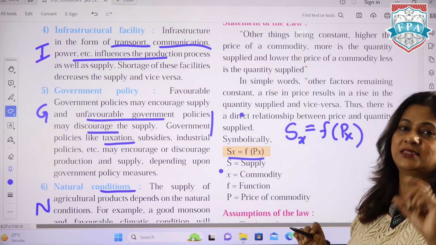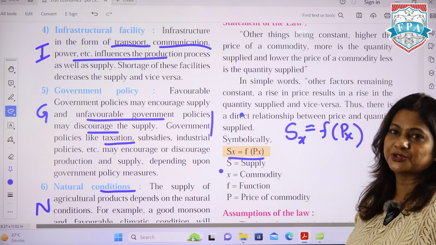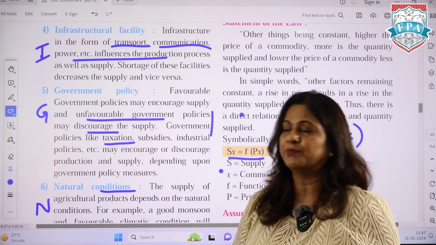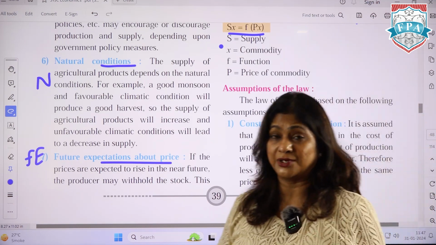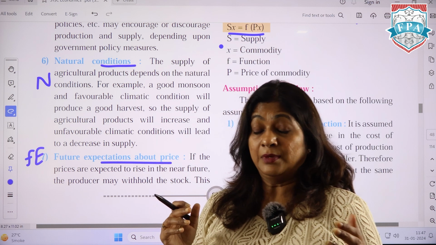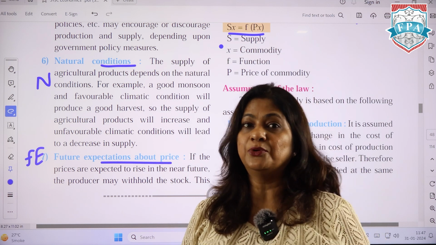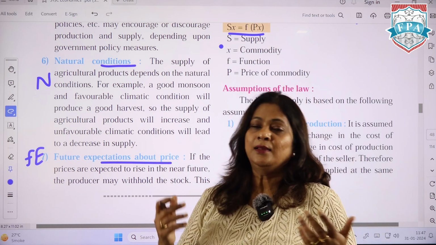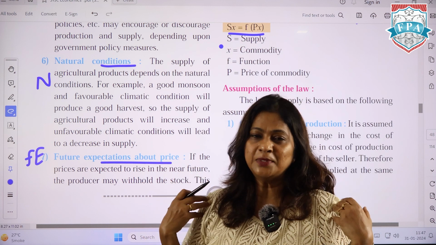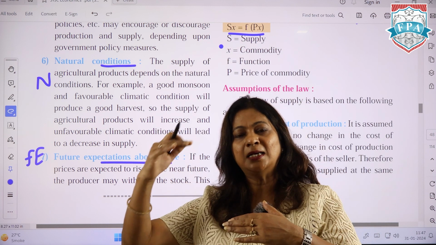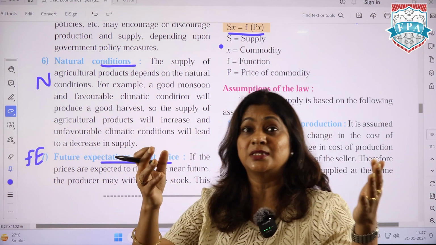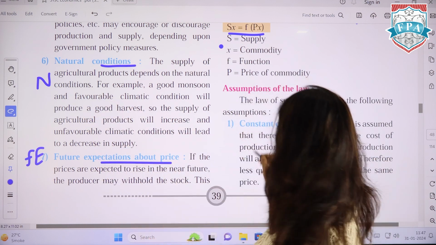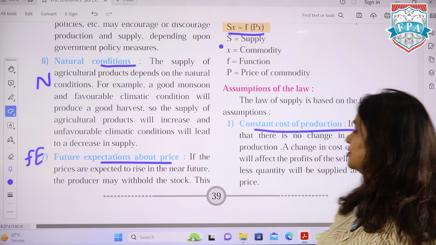P is the price, X is the commodity, F is the function. That means amongst all the factors of supply, it is the price which is the most important factor. But as I told you, when I assume that if the price increases the supplier will supply more, I am making some assumptions. The biggest assumption is that the cost of production is constant.